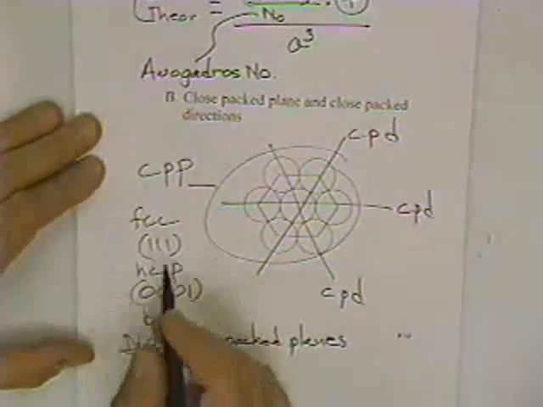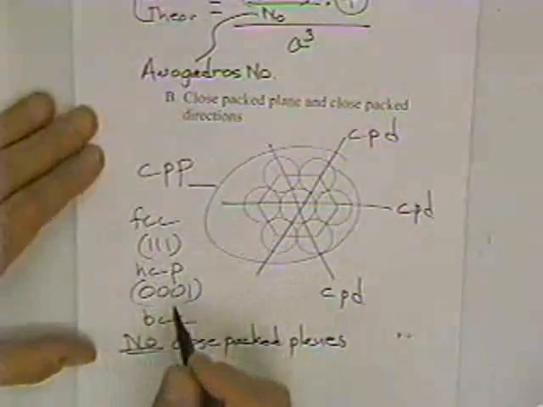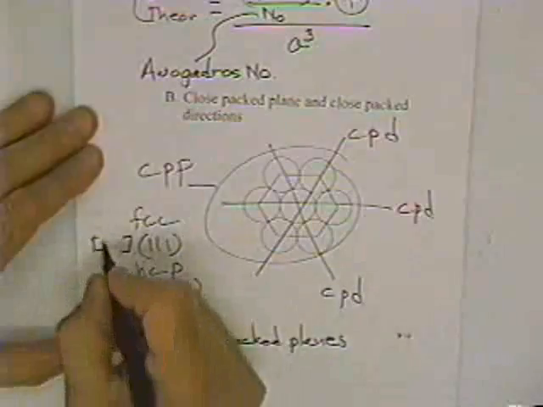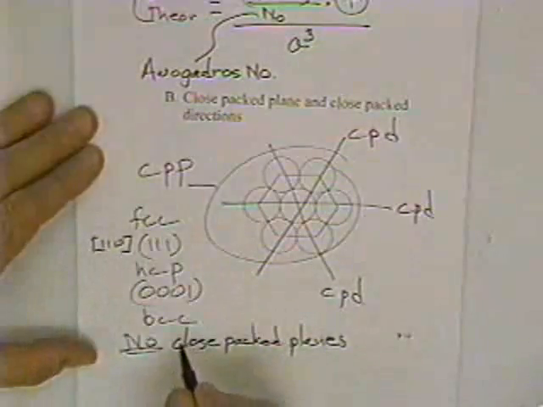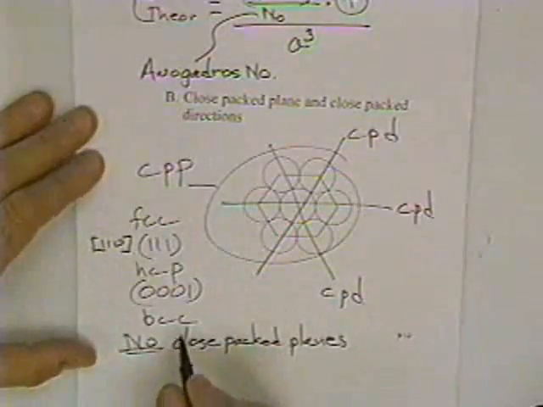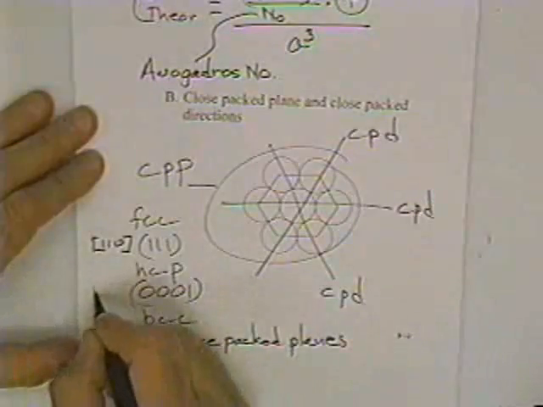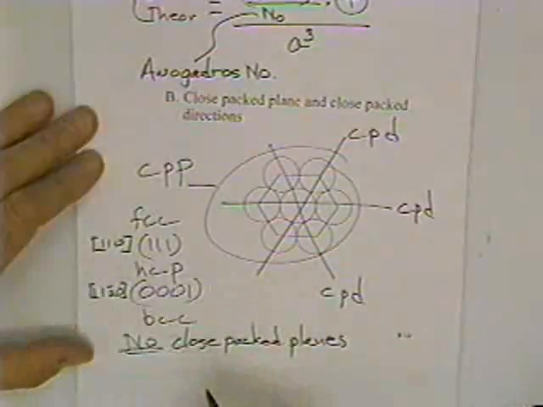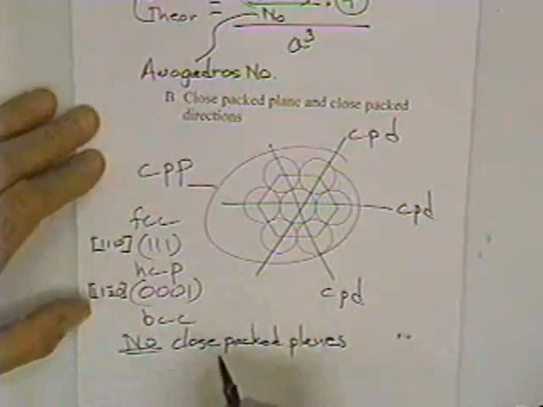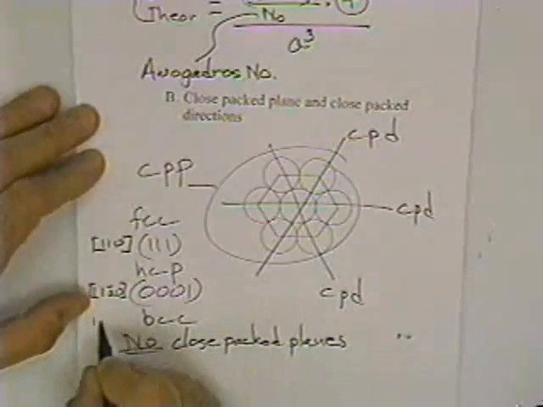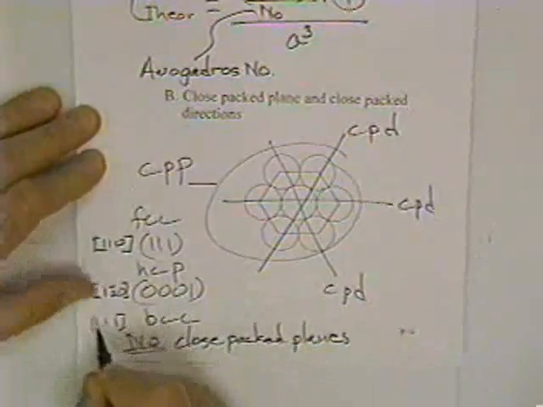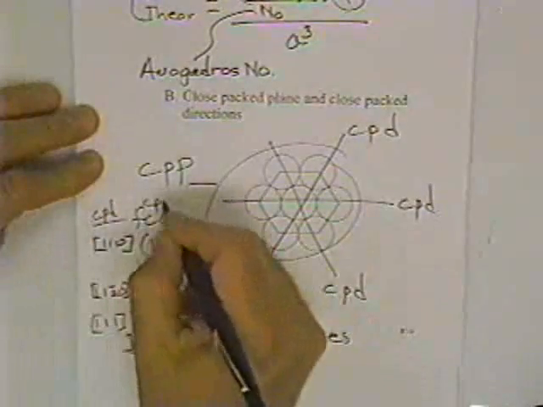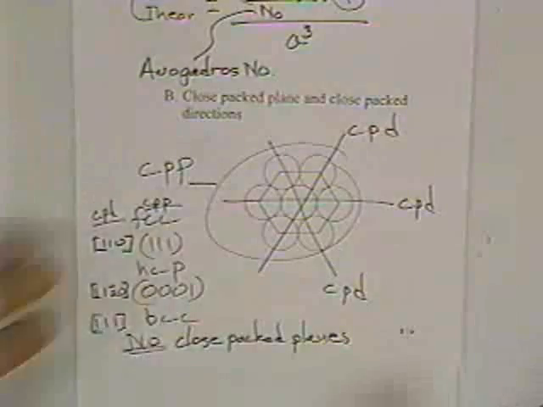That'd be the close packed direction, close packed plane. Now the close packed direction in face-centered cubic is going to be the face diagonal, so it would be 1-1-0. In the hexagonal close packed, it's 1-1-bar-2-0. And in the body-centered cubic, the close packed direction is the 1-1-1 direction. So that would be the close packed direction. These are the close packed planes.